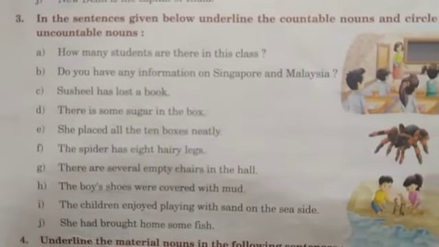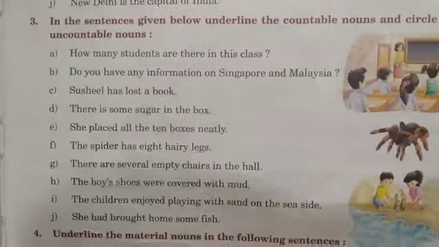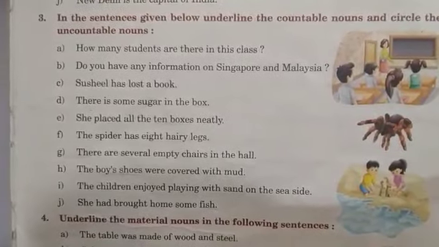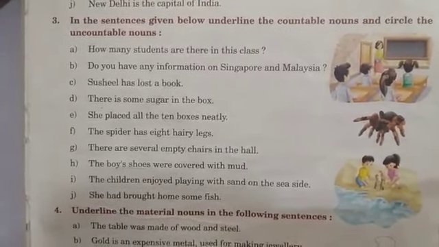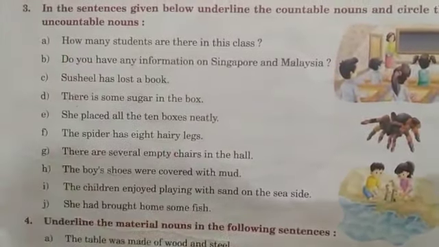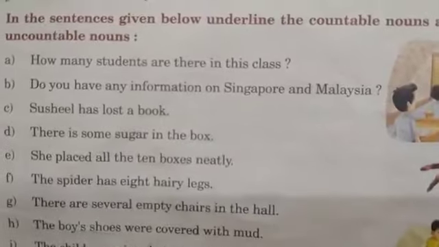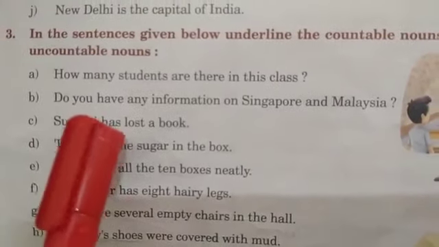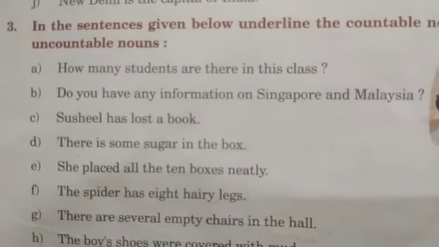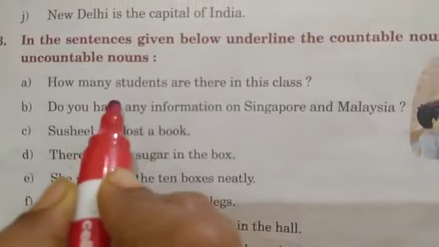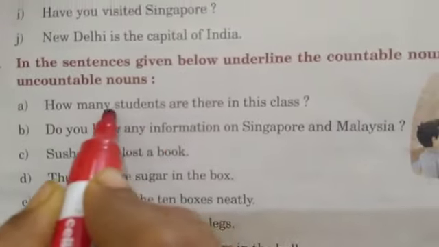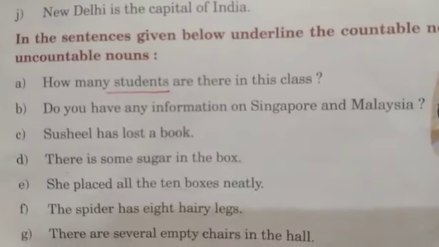Now children, I am giving you question number 3 from the textbook. In the sentences given below, underline the countable nouns and circle the uncountable nouns. Question A is, how many students are there in this class? Now see children, we can count the number of students, and that's why students is a countable noun. So I told you to underline the countable noun. Here we will underline students.